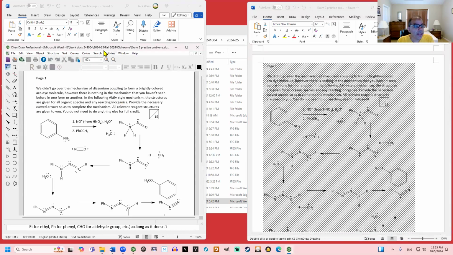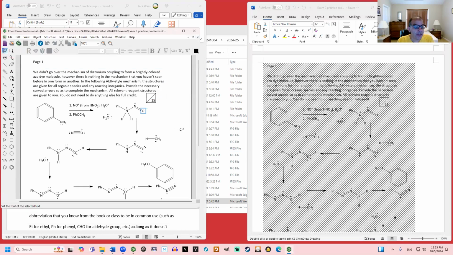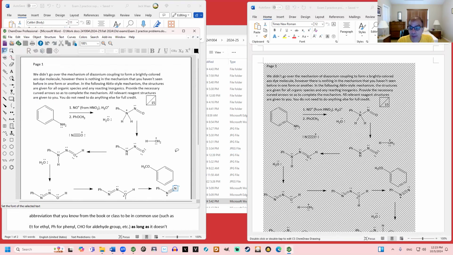The first question is what I would call an active style mechanism, in which you're given all of the structures and you just have to supply the curved arrows. This is a reaction we never talked about in class. These types of questions still give you enough information that you can figure out the answer. The way you do it is you compare each structure to the one that comes next, and you consider what changes have taken place. By that, you can know which curved arrows to add.